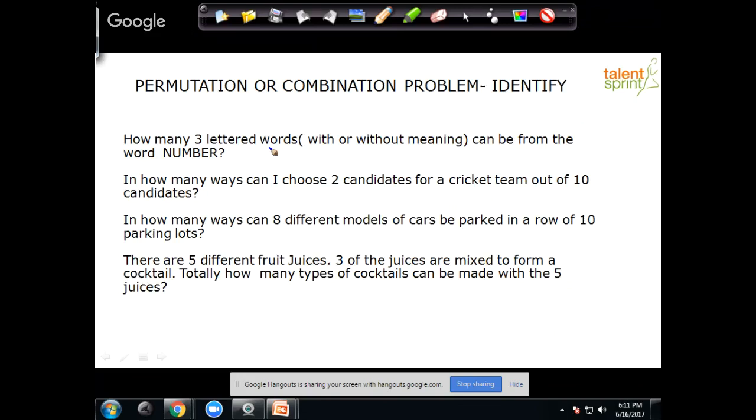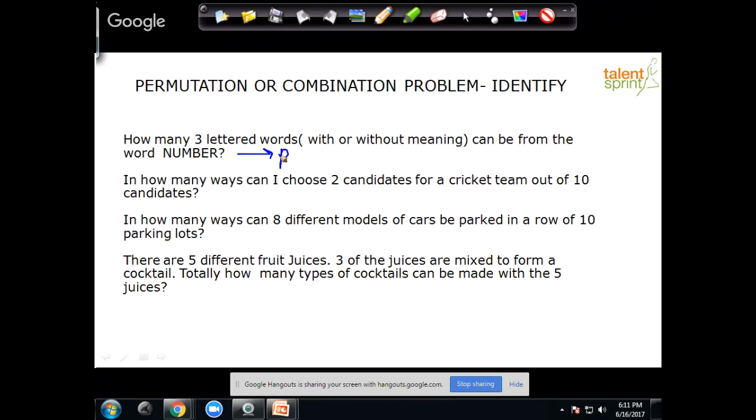How many 3-letter words with or without meaning can be formed from the word NUMBER? Can anyone say whether this question is on permutation or on combination? Anyone? Come on guys, I saw a lot of people online and nobody is responding. Lakshman, SP, Rahul, Aishwarya. Permutation, okay, good. Priyanka is saying permutation. Excellent, Priyanka. So Priyanka says this question is on permutation.